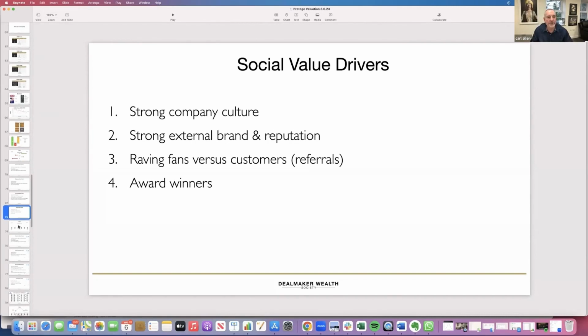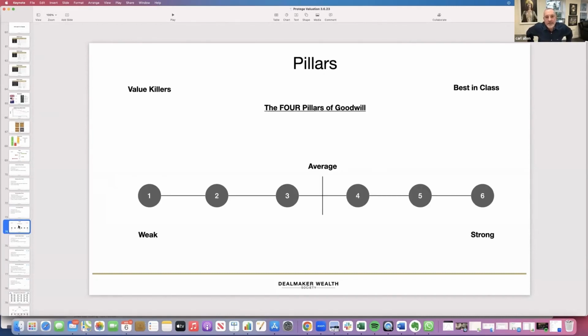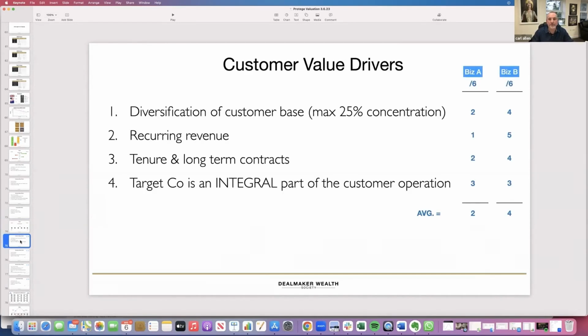And what you can do across those 4 pillars is you can score them 1 to 6. 1 would be, it's a really bad business, it's going to kill value. 6 would be best in class, it's going to drive value. And then the average would be somewhere in between 3 and 4. So let's look at 2 businesses, business A, business B.